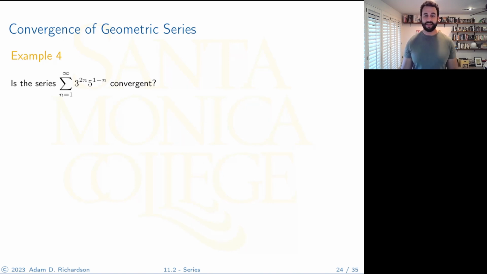Okay, now let's do it together. First off, I don't know if it's convergent or divergent at first glance, but I do see a lot of powers and exponentials, so it makes me think geometric series. It may be a geometric series, and if it is, we'll be able to tell right away if it's convergent or not. So what I need to do now is massage this sequence so that it becomes the form of a geometric series, or the terms of a geometric series.